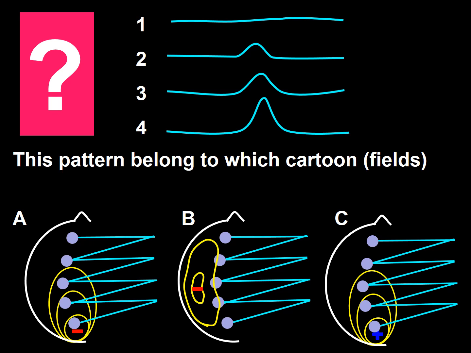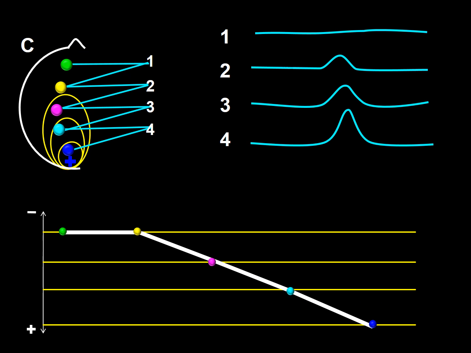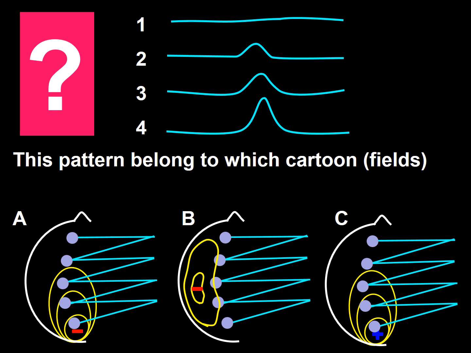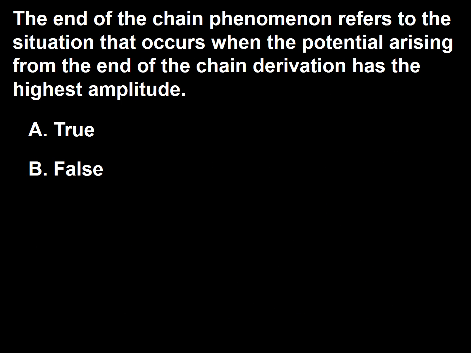Next question. The epoch above belongs to which of the isopotential maps below? This frame shows the solution. So the answer to this question is C. Next question. The end of the chain phenomenon refers to the situation that occurs when the potential arising from the end of the chain derivation has the highest amplitude. A true, B false.